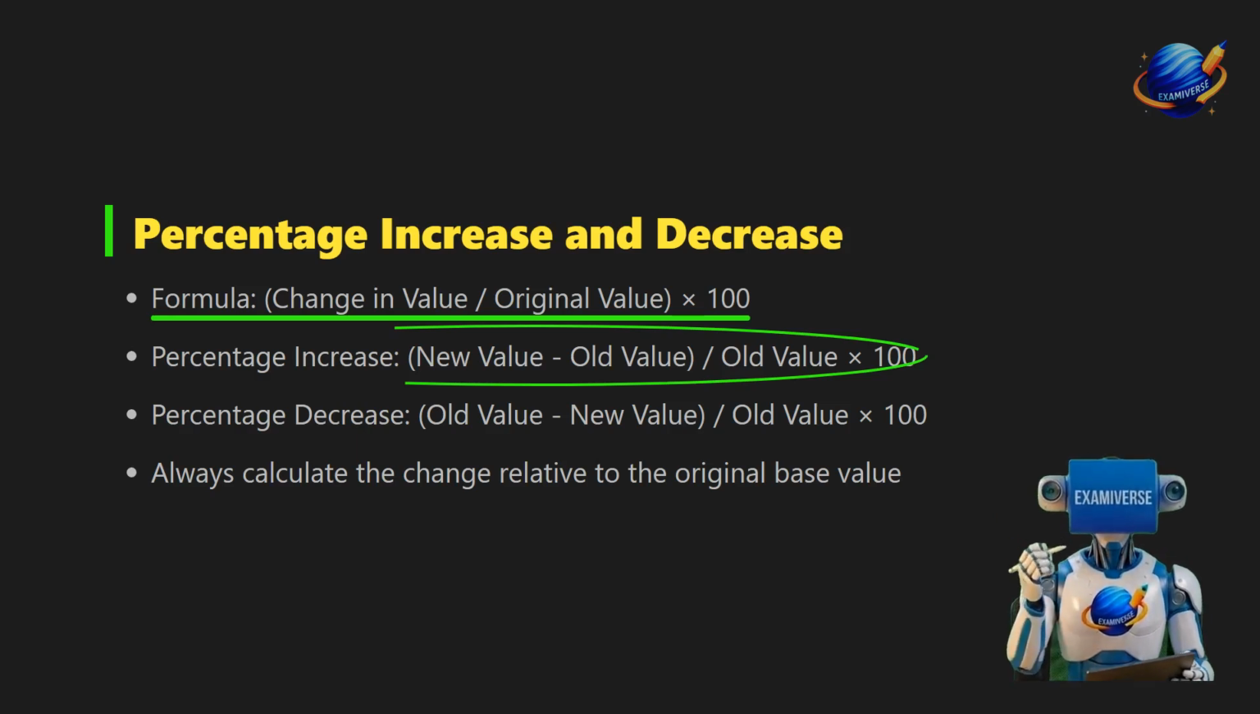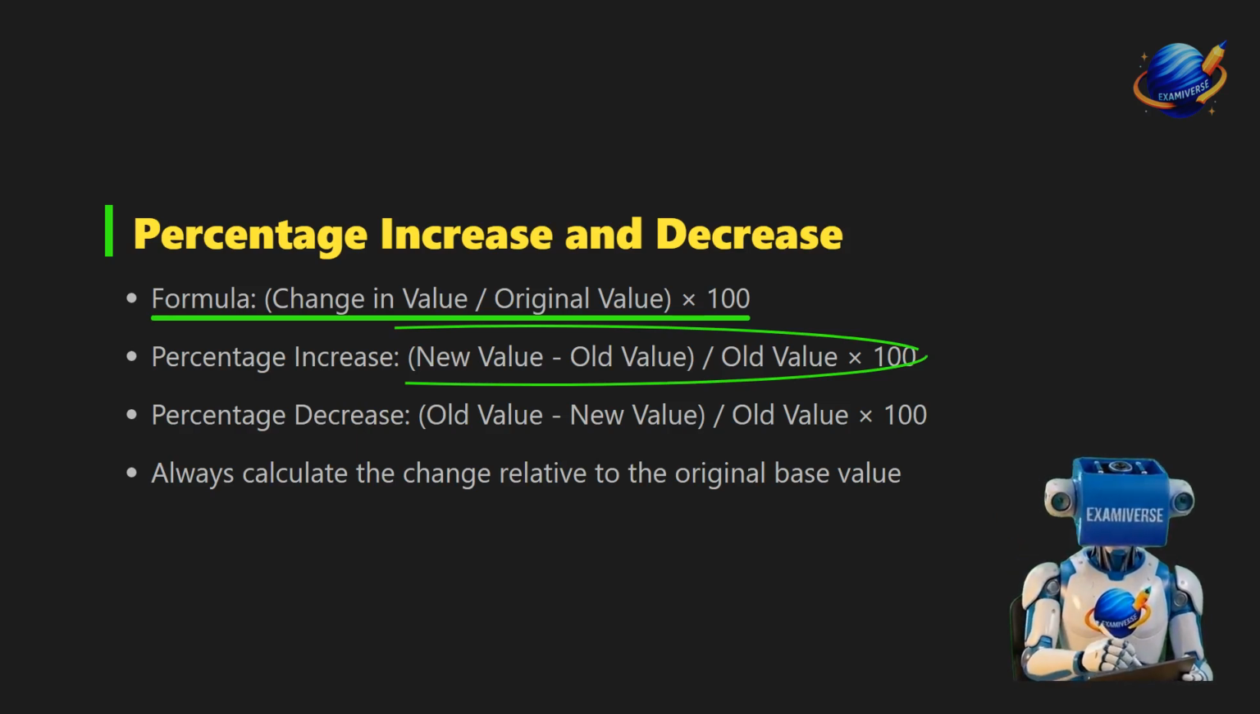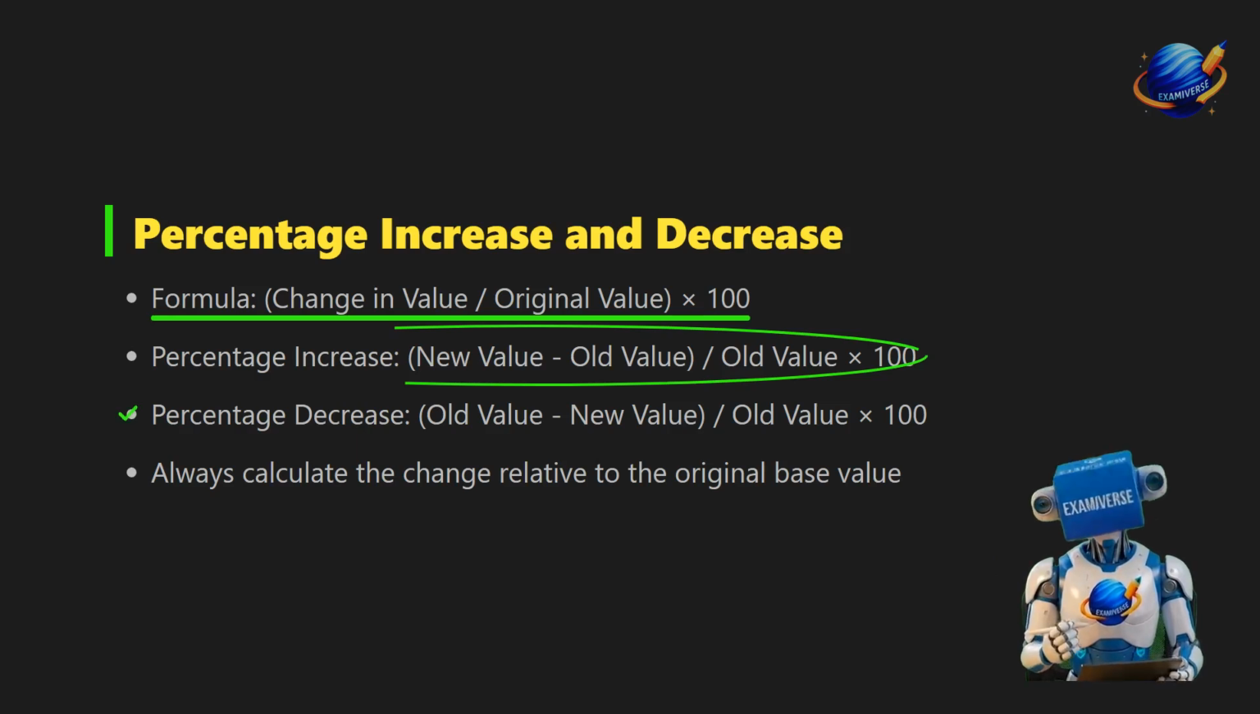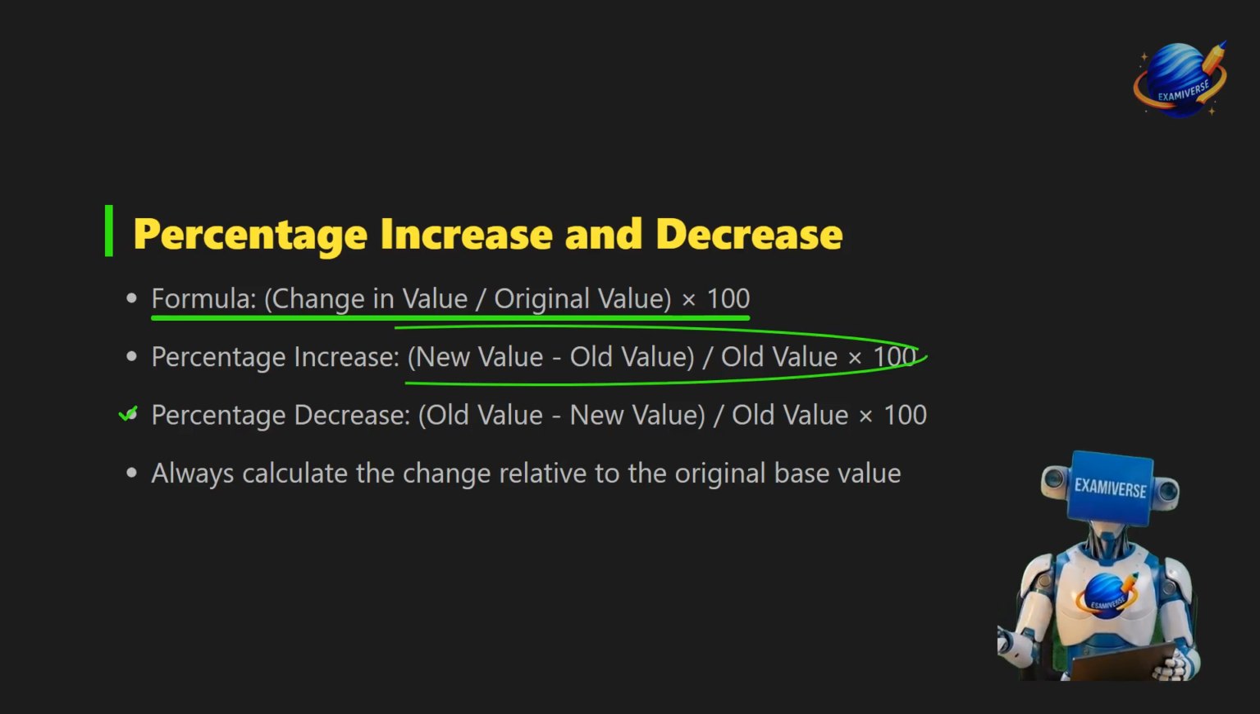Conversely, if a value drops, the percentage decrease is the old value minus the new value, divided by the old value, multiplied by 100. If that same 50 rupee item drops to 40 rupees, the change is again 10. But 10 divided by 50 times 100 is a 20% decrease.